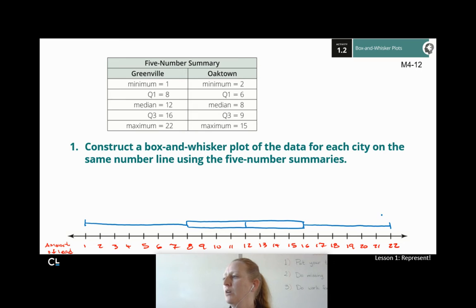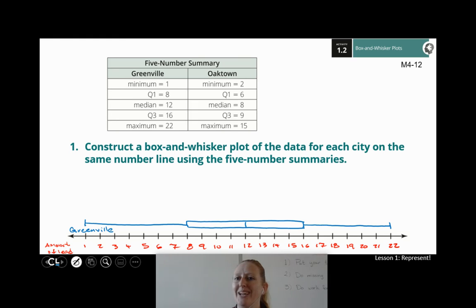So I'm going to label it Greenville, only if my pen will cooperate. I'm going to write it over here. My pen does not want to cooperate. I'm going to write it somewhere. Greenville. And yes, I know I just drew Greenville in blue.